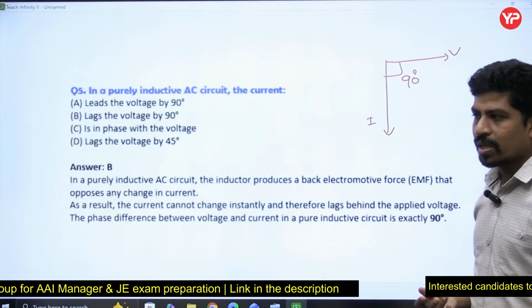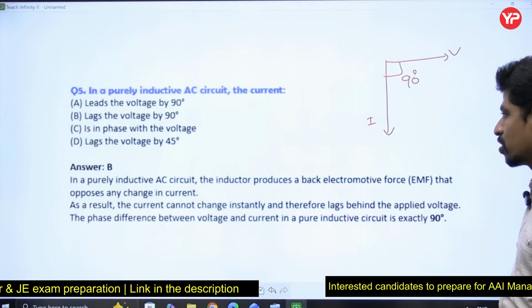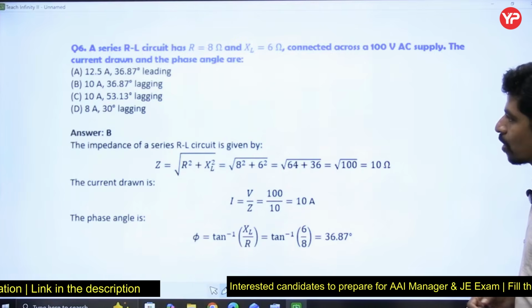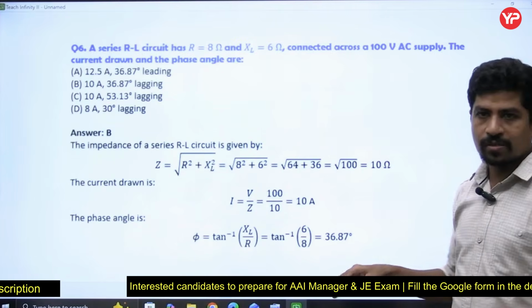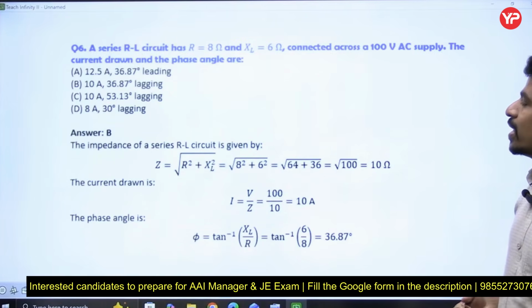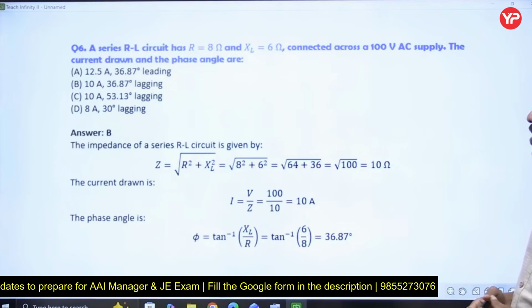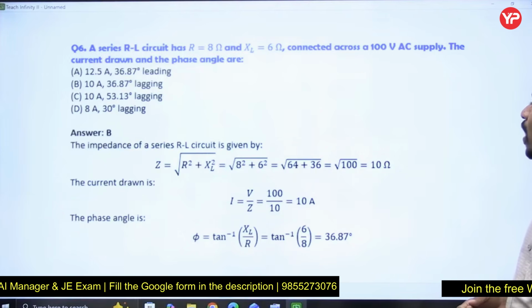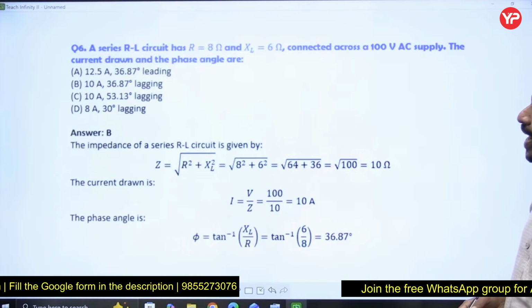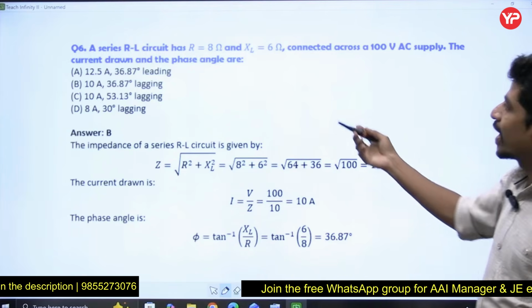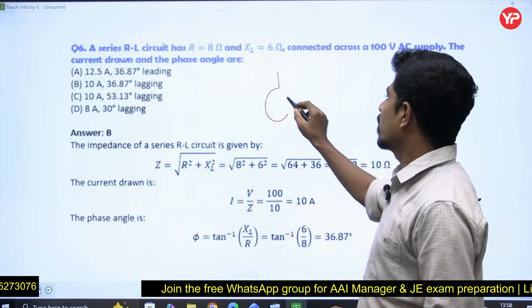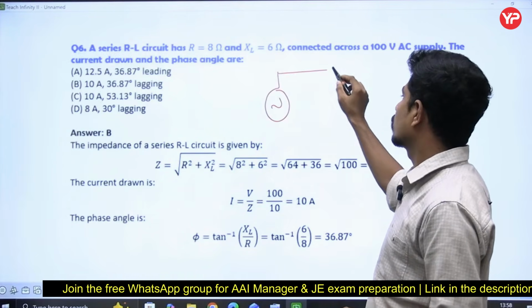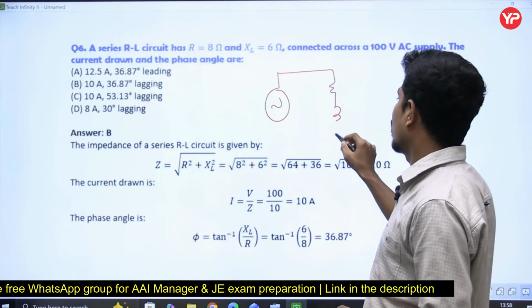So previous questions we are able to solve very easily, and practice questions also. Once you learn the concept in the right direction, it's going to be very easy for you, right? A series RL circuit has R equal to 8, XL equal to 6, connected across a 100 volts AC supply. The current drawn and the phase angle are very simple. There is some alternating voltage source, series RL.